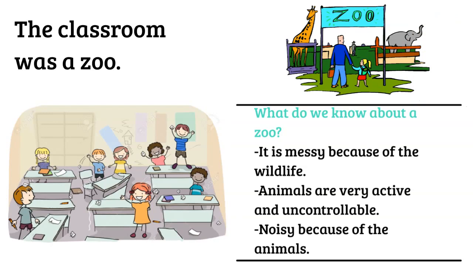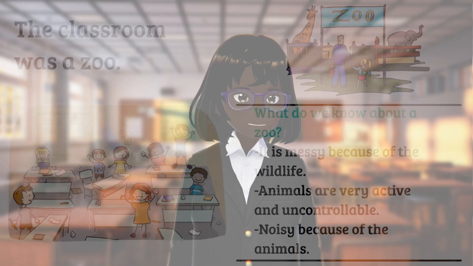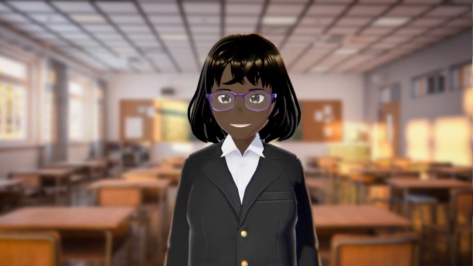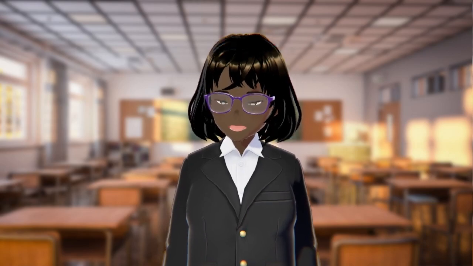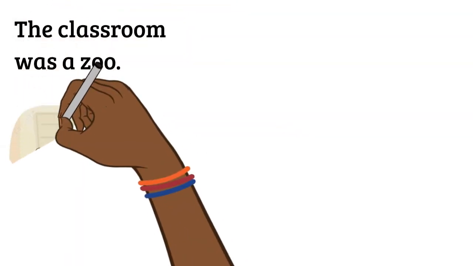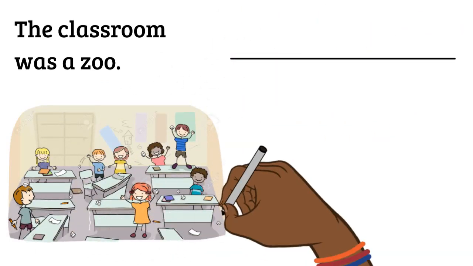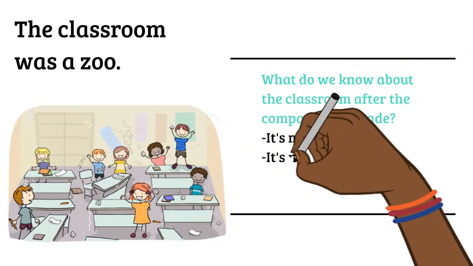Well, it is messy because of the wildlife. Animals are very active and uncontrollable. And noisy animals fill the zoo, so it's a pretty noisy place. After listing these things that we know about zoos, what do we think the author is trying to convey about the classroom through this metaphor? Well, maybe they're trying to say that the classroom is messy, noisy, and its occupants are uncontrollable, like the animals in a zoo.